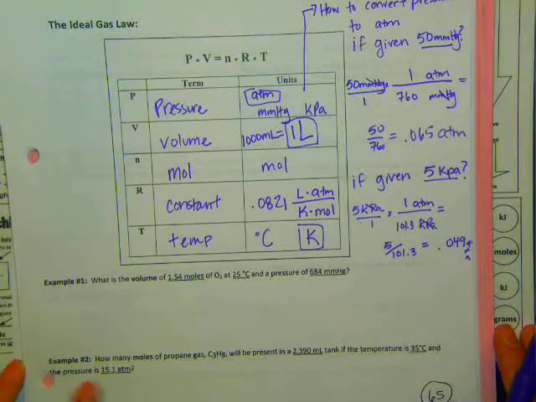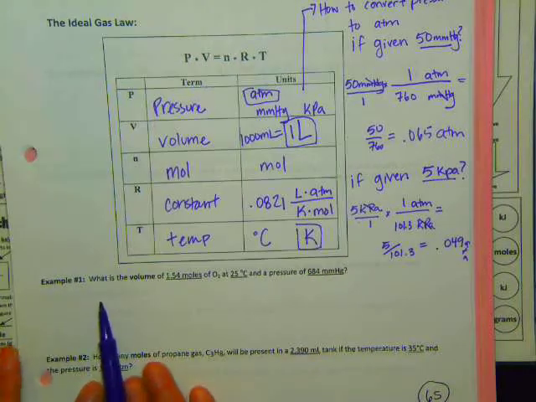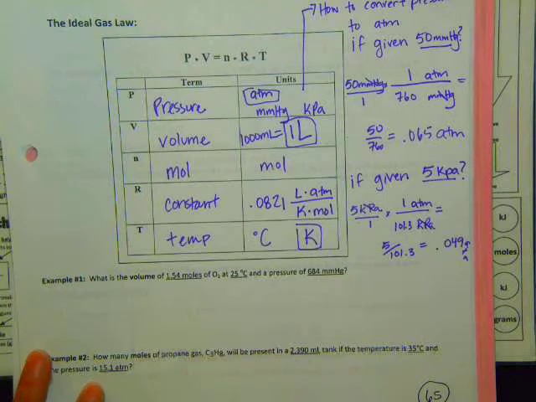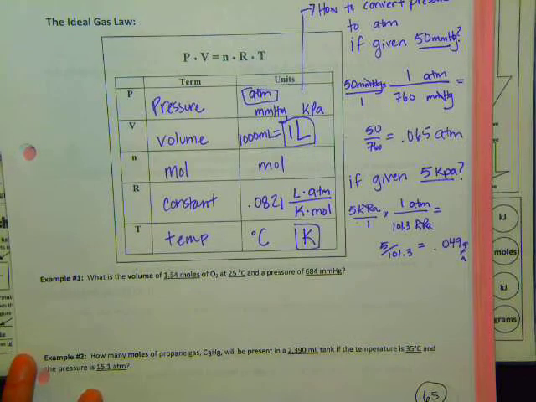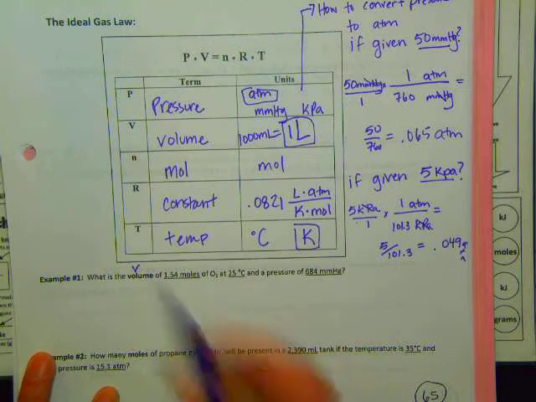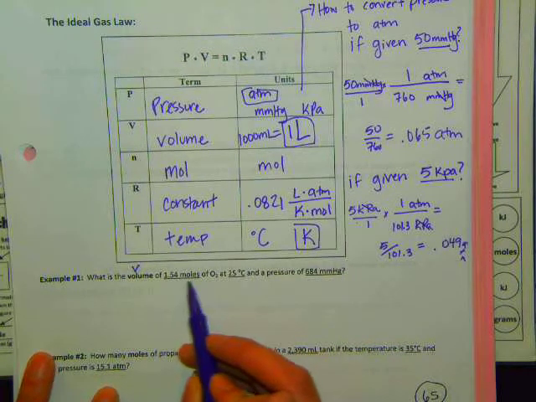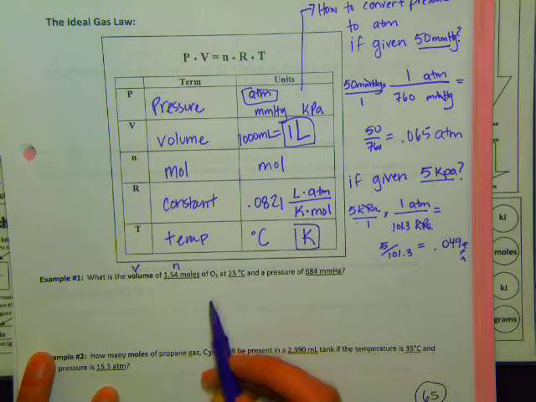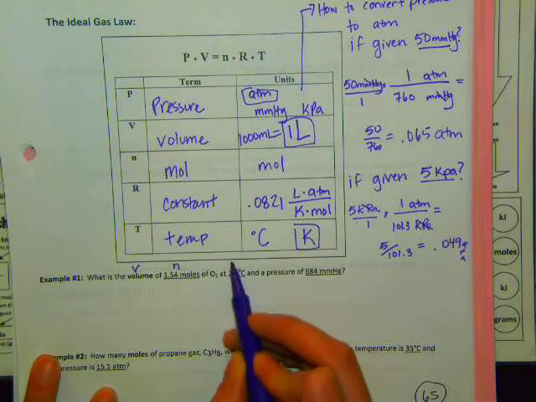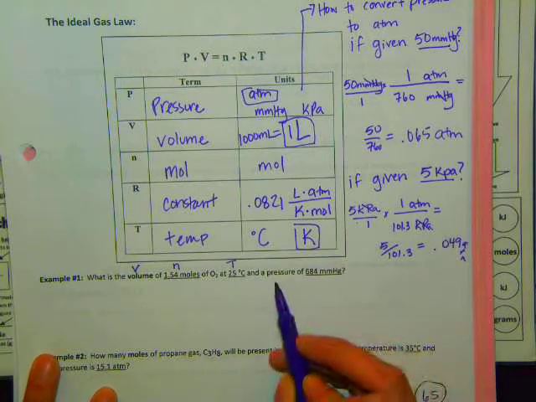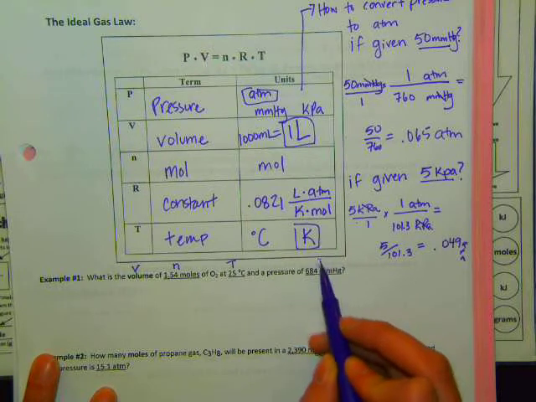Okay? Okay, so now let's try example 1. What is the volume? And this is how I attack these questions. I always put the variable on top in the question. So what is the volume, so that's a V, of 1.54 moles. So that's my N in my PVnRT. At 25 degrees Celsius, that's my T. And a pressure of 684, so this is my P.